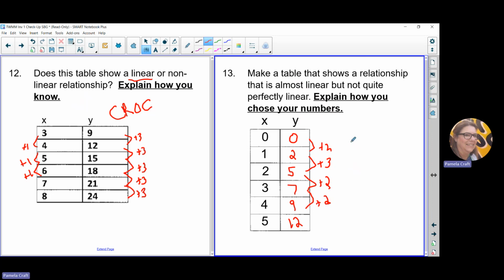But it is not a CROC. So explain how you chose your numbers. I chose these numbers because they have no CROC. They have no constant rate of change. Constant rate of change would show the same number like we did over here.